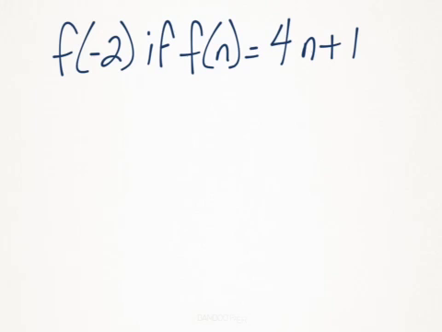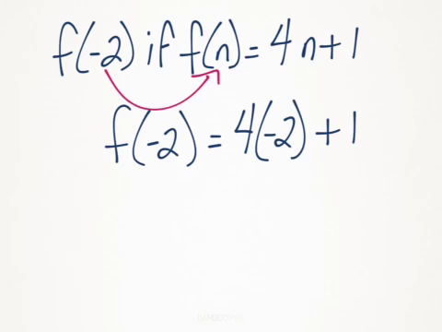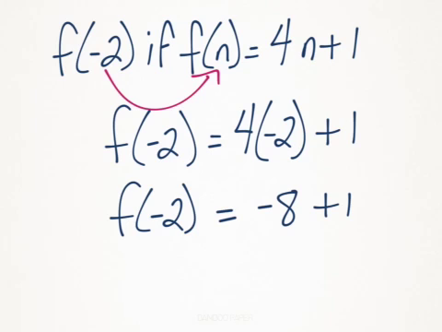So here's an example of a problem that you'll see in your math book. The way you read this is f of -2 if f of n equals 4n plus 1. What you're going to do is replace n with -2. So here we went ahead and replaced n with -2, and now we have a new equation. f of -2 equals 4 times -2 plus 1. Then in the next step, f of -2 equals -8 plus 1. And the final step, f of -2 equals -7. So it looks rather complicated, but really you're just replacing this n value with this -2 value.